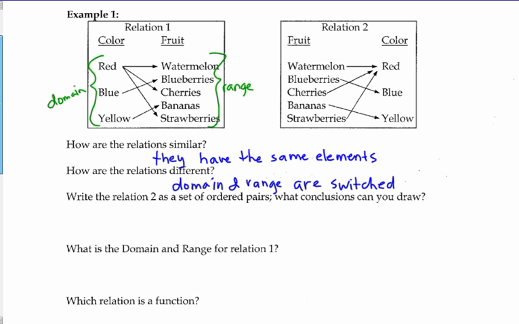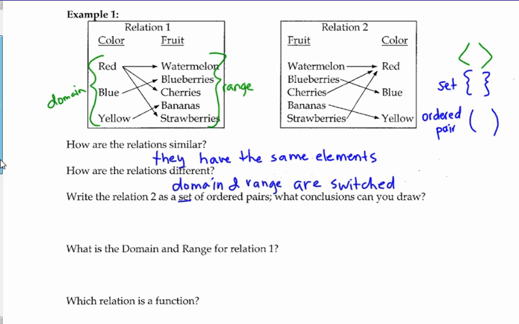Write relation 2 as a set of ordered pairs. Okay, first thing is we need to talk about set brackets. Set brackets look like this. Okay, ordered pair brackets. Now, if you are horrible at set brackets, which some of you are, I do recognize that they take a little bit of practice, which you have the whole unit to practice. I will let you get away with that. However, that's technically not correct. That's just me being easy on you all.